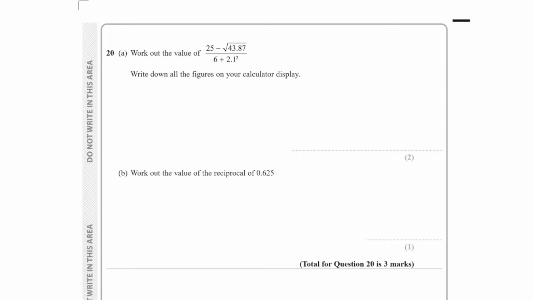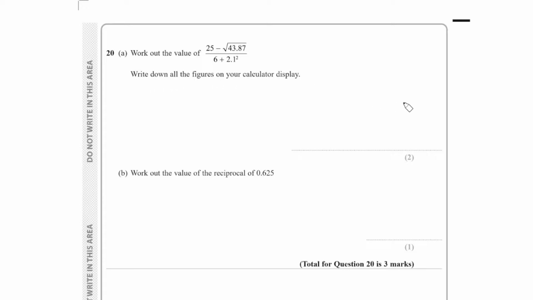So actually, I thought it was only going to be like 5 or something, but I think it's like 7 or 8 questions. So technically, this is now higher tier. So you're talking kind of grade 4, grade 5 at this point, isn't it? So work out the value of 25 minus the square root of 43.87 over 6 plus 2.1 squared.